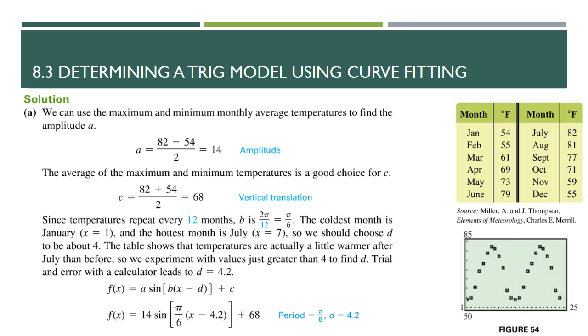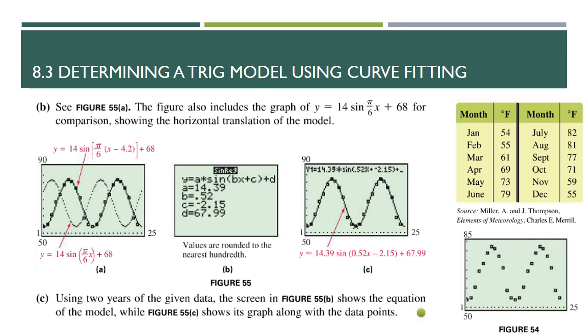Our equation, the graph. It says the figure also includes the graph of y equals 14 sine pi over 6 x plus 68 for comparison to show the horizontal translation. So it's showing it starting at 0 and then starting at 1. And that's putting in our curve.